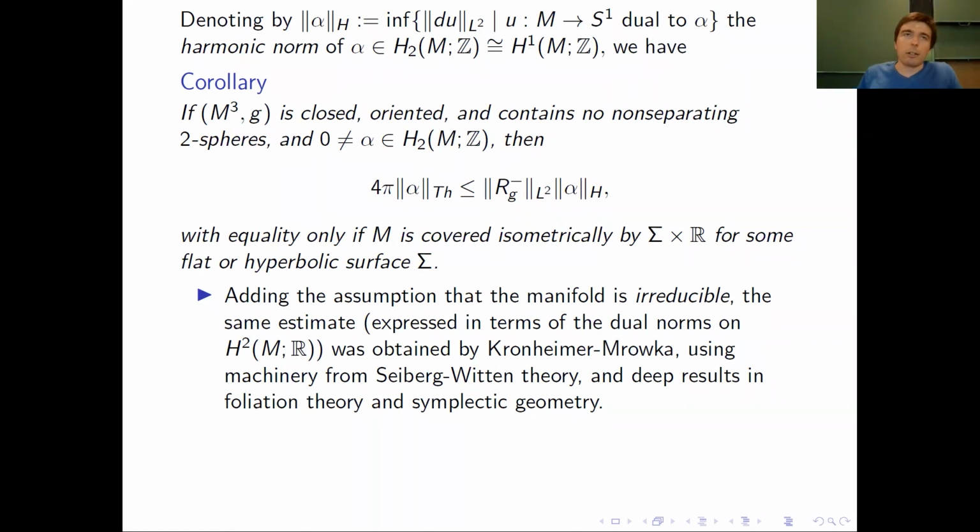So it's very surprising that you get the same sharp estimates coming from these two different things. It's not entirely clear what the relationship is between the Seiberg-Witten method and these elementary harmonic form techniques.